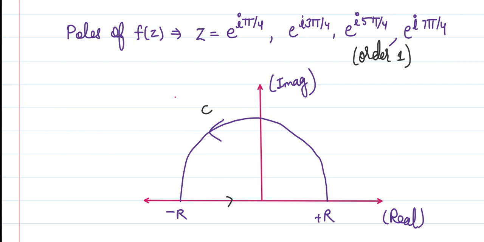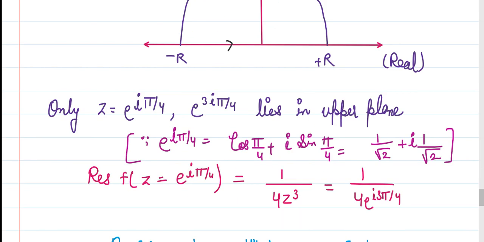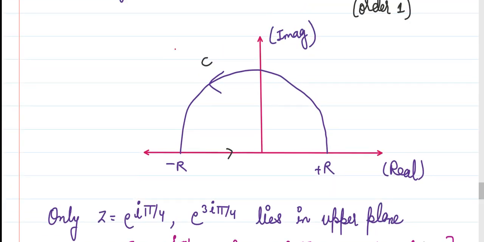Okay, so here, look: e to the power iota pi by 4 will have a value; you can write e to the power iota pi by 4 as cos pi by 4 plus iota sin pi by 4. So it is 1 by root 2 plus iota 1 by root 2. Both values are positive here, so in which quadrant are you going to represent this? This is going to be in this quadrant.